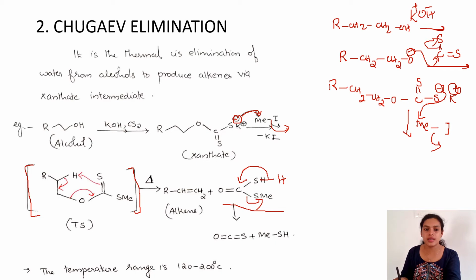S minus here, S double bond C double bond O is here, and the bond breaks like this. So MeS minus and this H plus combine to give MeSH, a thiol. It's actually a thiol; MeOH we would call methanol, right? So this is the corresponding thiol. These are the two examples which come under thermal elimination reactions.